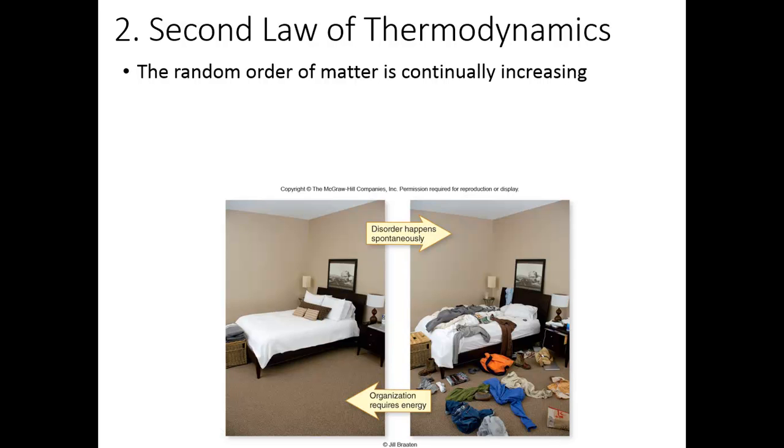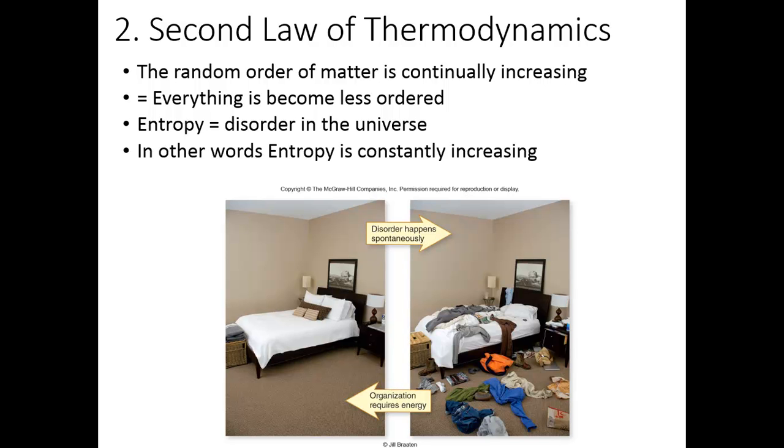The second law of thermodynamics concerns a principle called entropy. And entropy is the disorder in the universe. So, the second law of thermodynamics is that the random order of matter is continually increasing. So things are constantly going from an organized state to a more random state. And that the measurement of that disorganization is called entropy. So in other words, entropy is constantly increasing.